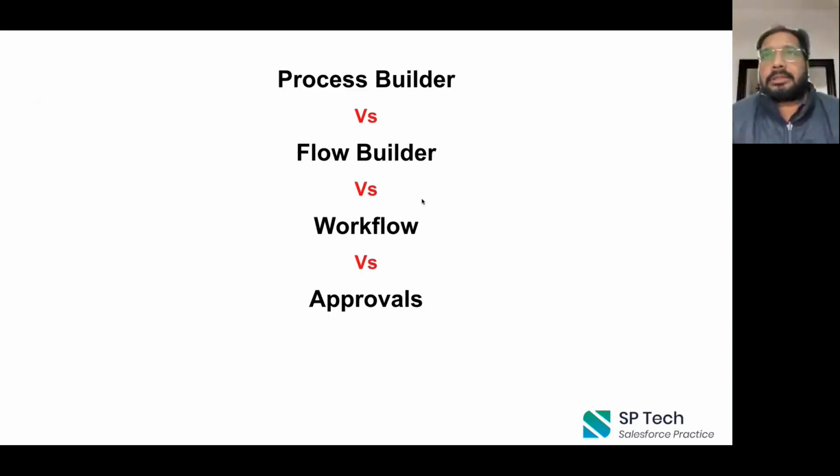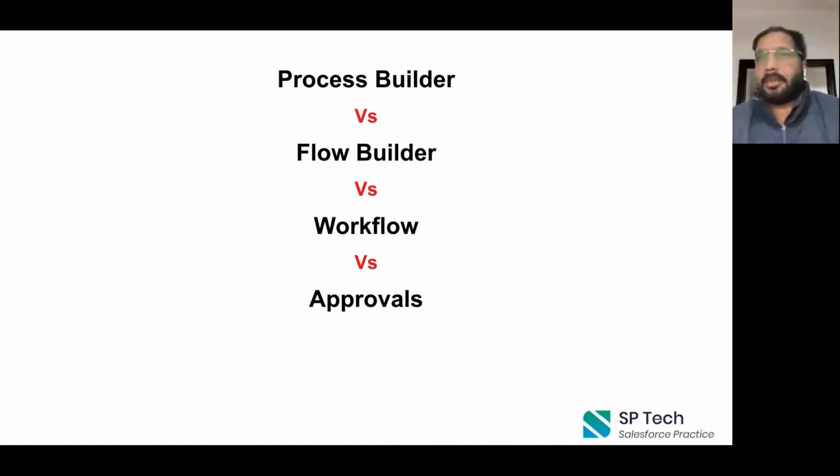So now let's discuss the difference between Process Builder, Flow Builder, workflow, and approvals. Why do we still need to understand this? Because workflow rules and Process Builders are retiring, but they are still available in the org. In prior projects where Process Builder and workflow rules are already implemented, you need to know what tasks we can do through Process Builder and workflow, and what we can do through Flow Builder.